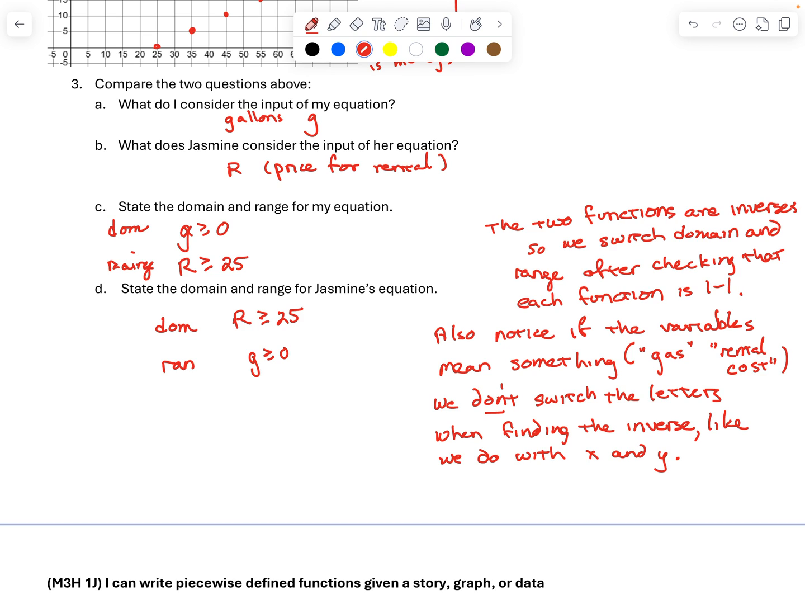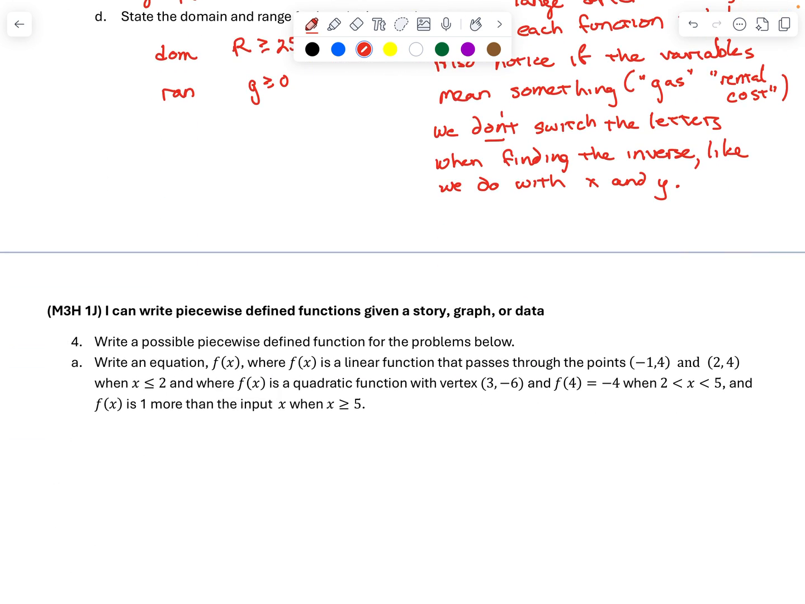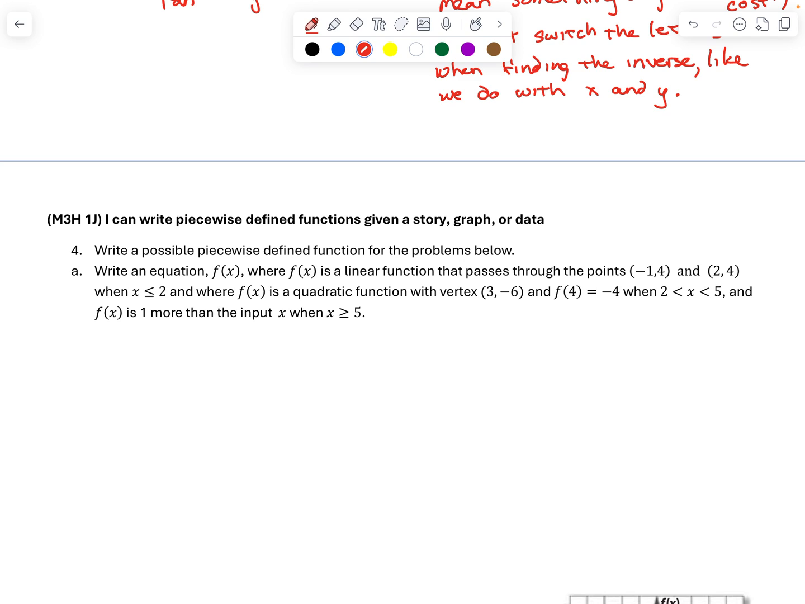Okay. Yeah, I know most of you already know that, but you can always fast forward through that part of the explanation. All right, we got an equation. Let's see, we got 3 pieces. Linear to the left of 2, quadratic between 2 and 5, and then some sort of, what does 1 more than the input mean?